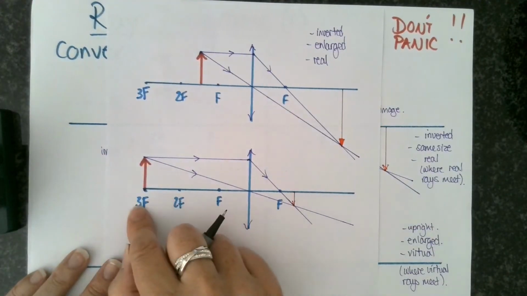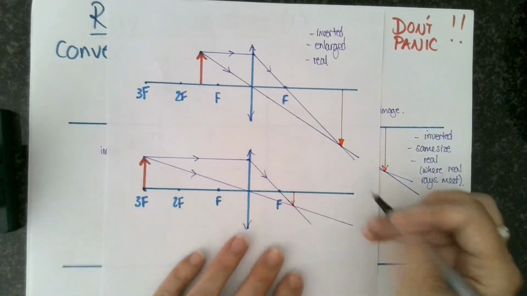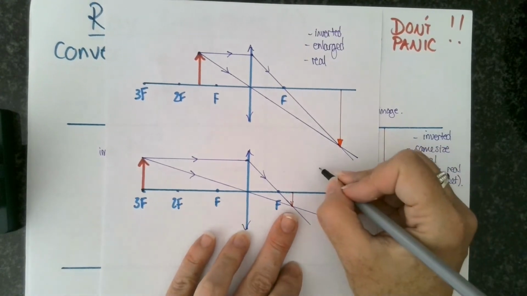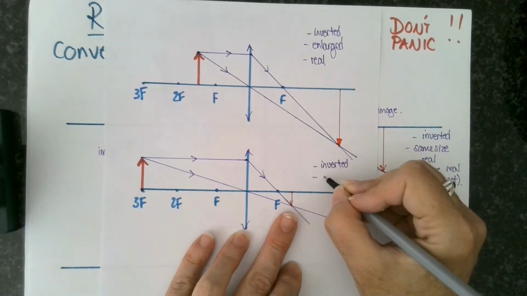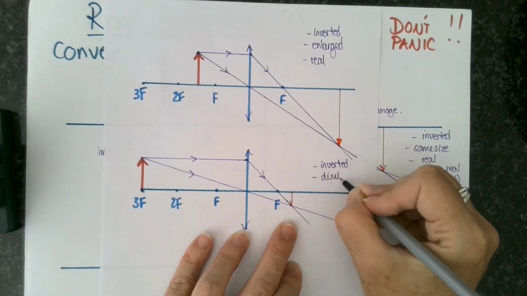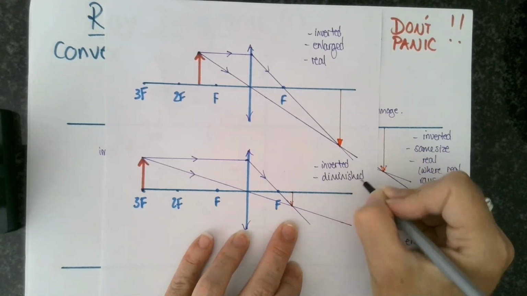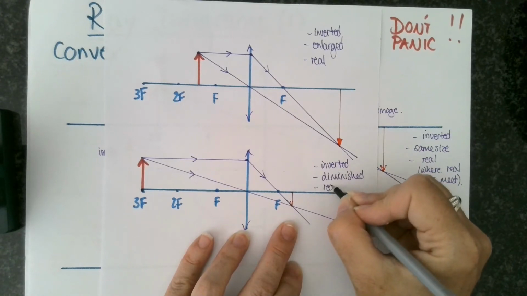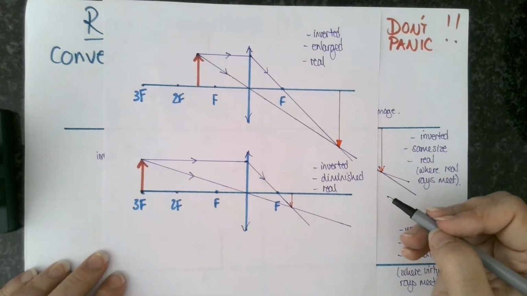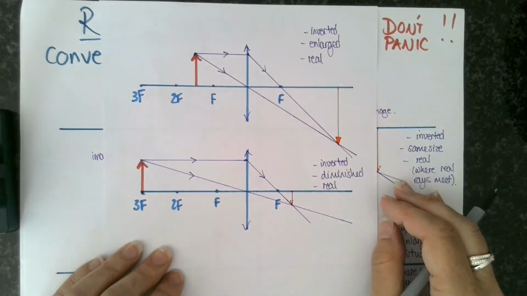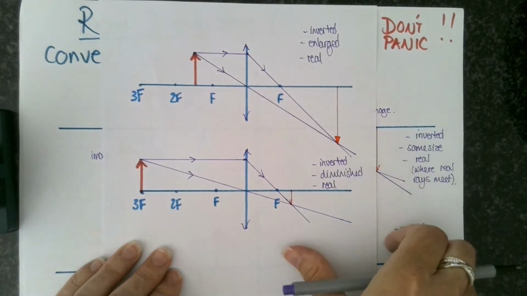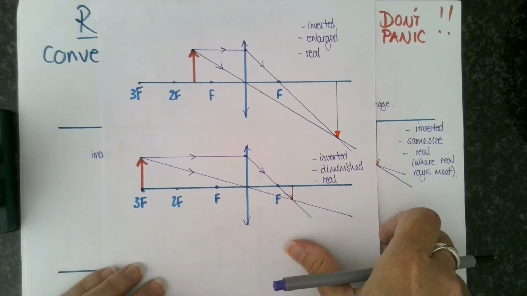When it's greater than 2F, our image is inverted, it is diminished, it's got smaller, and it is also real. Now the only funny position is at F, where the image actually disappears. It's infinite and you can't see it, but you don't need to worry about that.